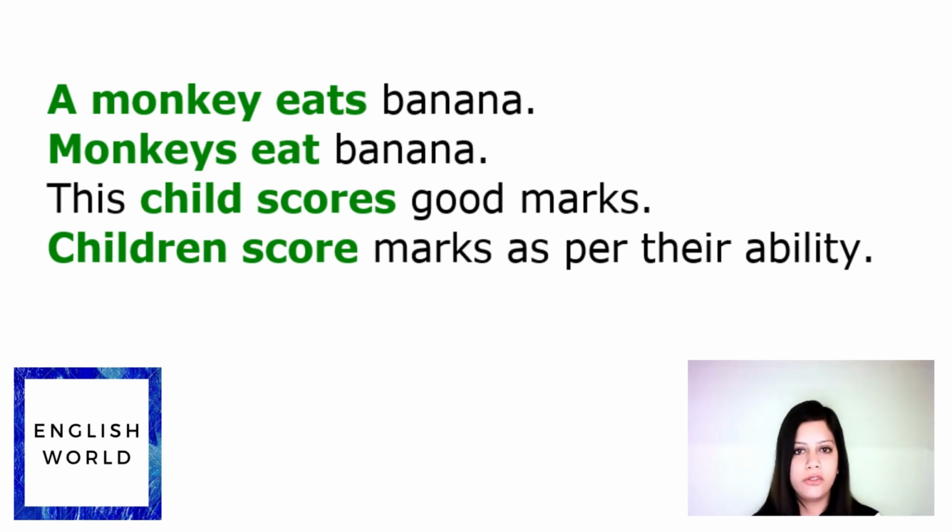But if we talk about many children, meaning more than one child, we will say children score marks as per their ability. If we want a sentence which says that generally most of the children, meaning many children, the subject is plural, they score marks according to their ability. We will simply put the verb score without an S.